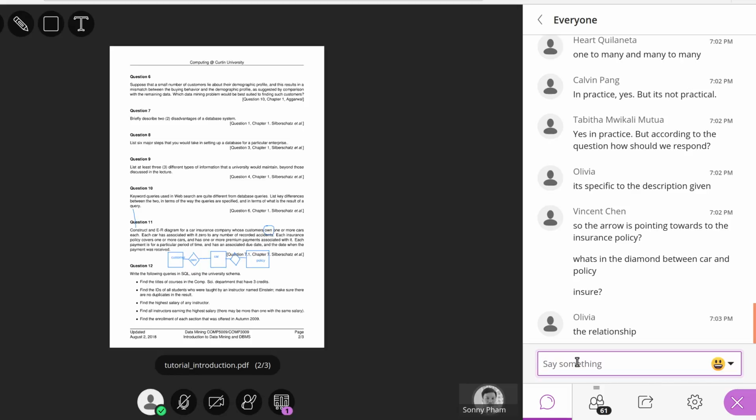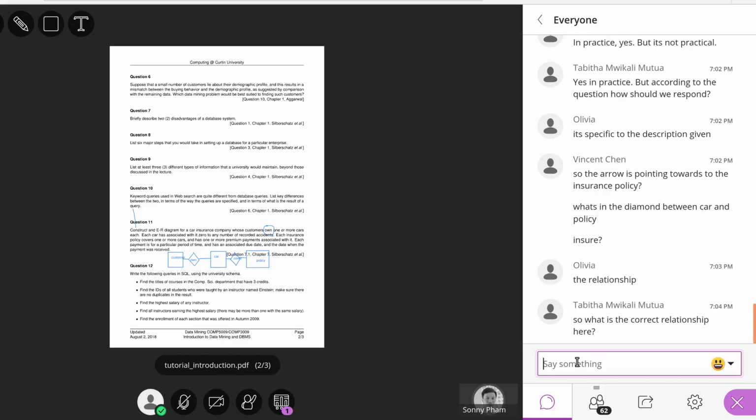Sorry, where am I? So you have customer owns car and car policy covers car, right? First of all, you have to clearly identify the name of the relationship from the context, and the type of relationship will also be identified from this question. All right, so my answer is that they are many-to-many: policy to car, and also customer to car, many-to-many.